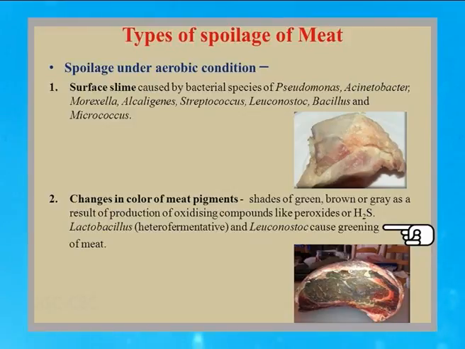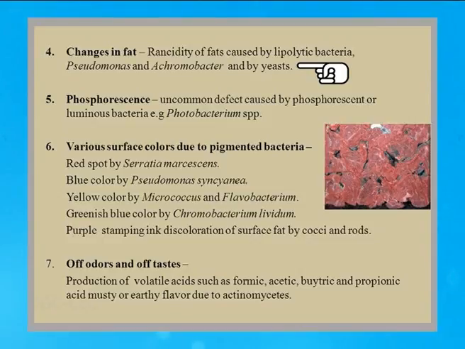Leuconostoc specially gives a green color to the meat. Also, we find the lipolysis of the fat. That means the fat or the lipid that is present in the meat is being degraded with the help of lipolytic bacteria. Why? Because these bacteria are the ones which cause the degradation of lipid, and therefore lipolytic bacteria are Pseudomonas and Achromobacter, and there are many species of yeast also.